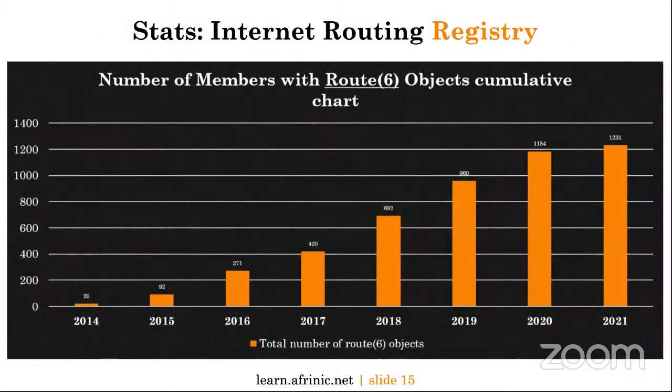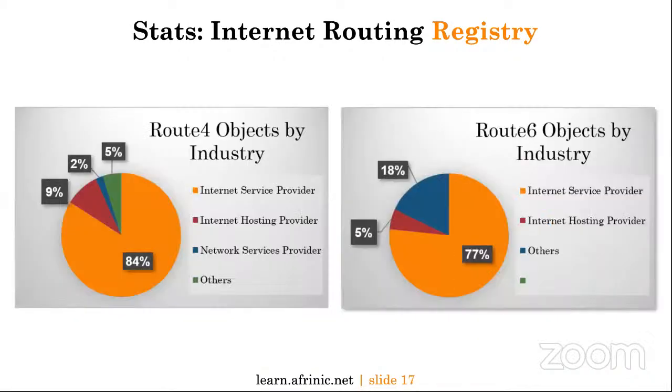Now we have a few stats here showing the growth of the use of the Internet Routing Registry by our members. You can see it's been a healthy growth, and the aim of this webinar is to see even healthier growth. The registration of route objects in the database has been growing healthily over the years. But we can also see a slight difference between the Route6 and Route4 objects, in the way they are split in the database.